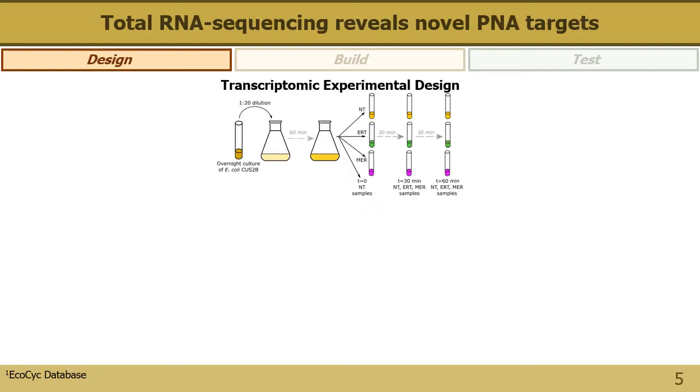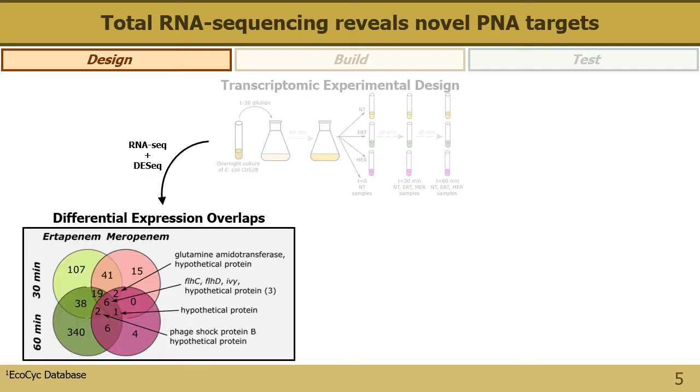Next, we're going to move on to the main part, and that is transcriptomic PNA design. What we do here, we take an overnight culture of E. coli, we dilute it 1 to 20, and then grow it up for an hour. Then we treat it with sub-MIC concentrations of both ertapenem and meropenem. Remember, ertapenem, it is resistant, meropenem is sensitive. And then we compare these to the no treatment condition, and that gives us a whole bunch of differential gene expression. What we do to sort this is we put it into a big Venn diagram to see what is commonly upregulated, what is commonly downregulated.